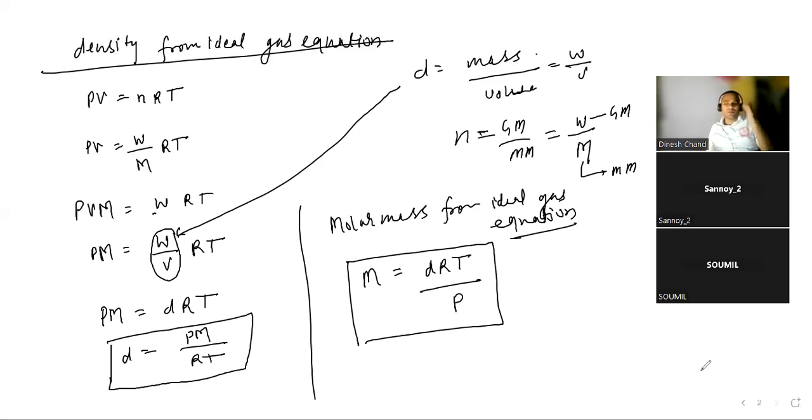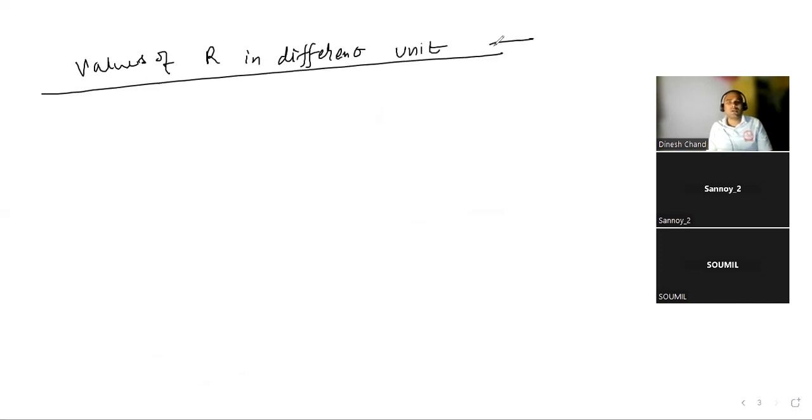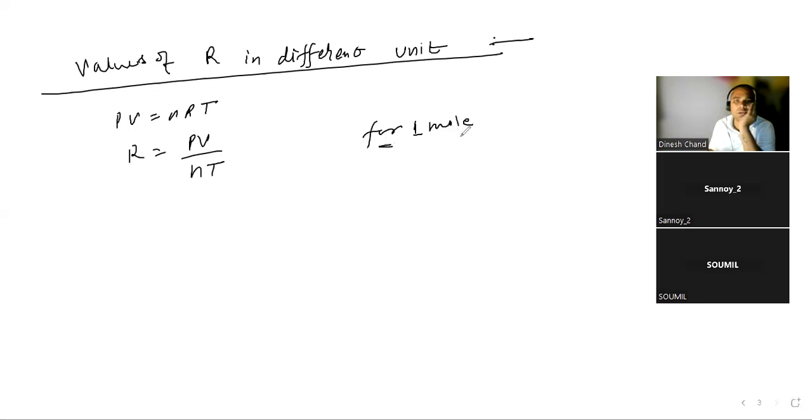We need to solve the problem. First of all, let us try to know the value of R in different units. R has so many units. So PV is equal to nRT, so R is equal to PV by nT. For 1 mole, R equals PV by T.